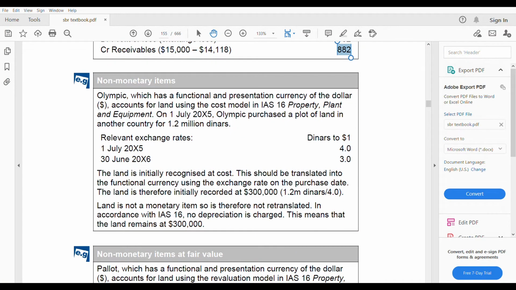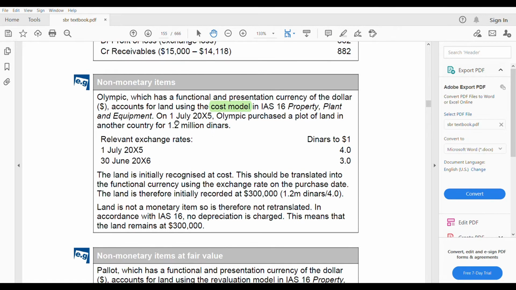Non-monetary items, we do not retranslate. Okay. So they have a functional and presentation currency, dollar. That means functional and presentation are both dollar. Accounts for IAS 16, that means property, plant and equipment, using the cost model. And Olympic purchased a plot of land for 1.2 million dinar. So they are using the cost model for the land they have purchased. They have given the exchange rates.